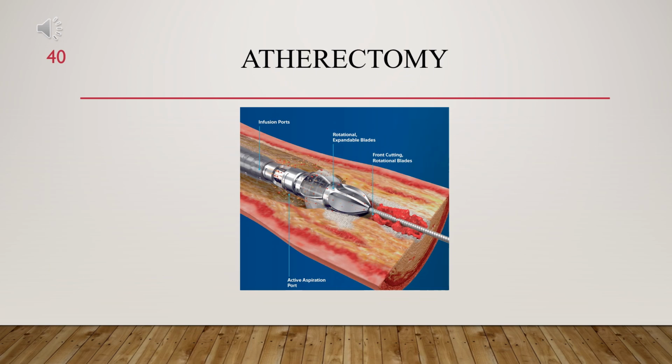So here's a slide with an atherectomy showing you how they go in and rotor-rooter those arteries to get all that plaque out so that blood flow can increase to the periphery of the body.